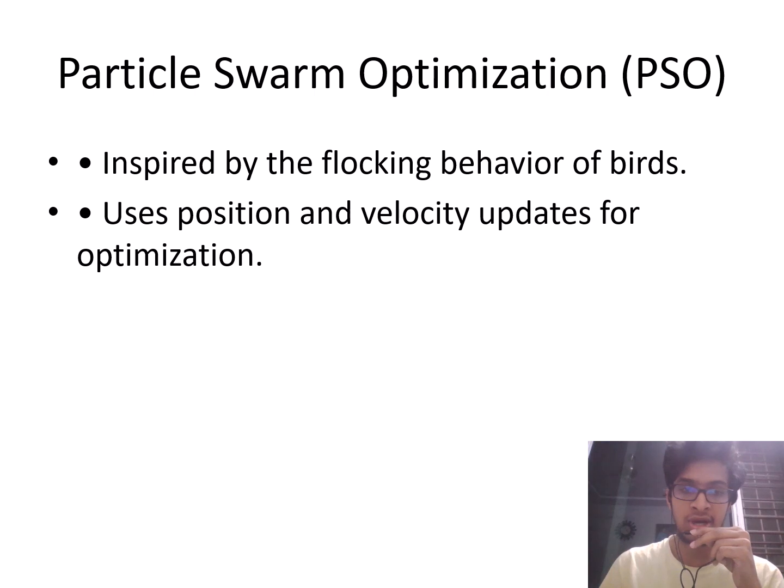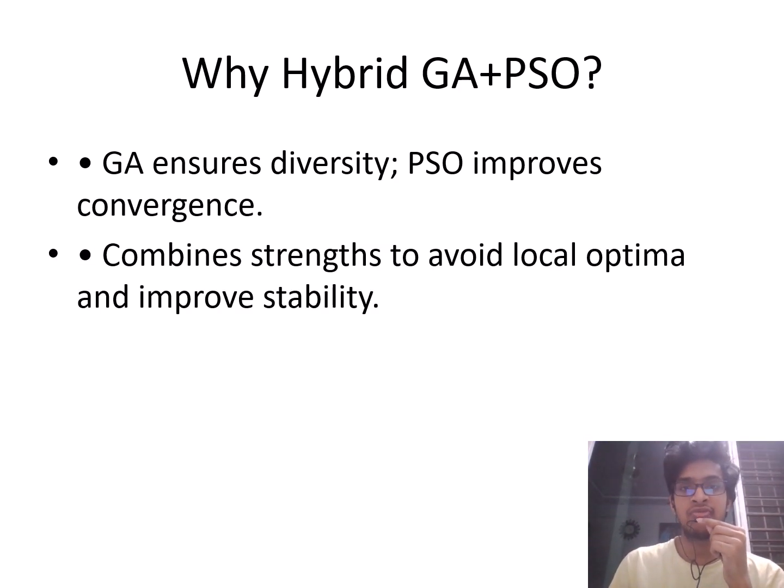Next, it checks each particle's fitness. After checking the fitness, it updates the velocity and position based on the personal and global best positions, and it repeats this until convergence. For the question of why hybrid genetic algorithm plus particle swarm optimization, it is to leverage the strengths of both approaches. Genetic algorithm ensures diversity and PSO improves convergence.